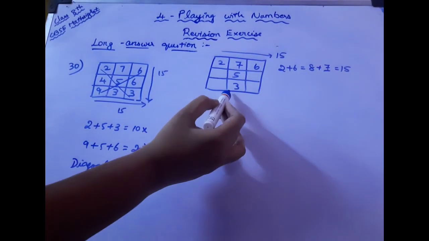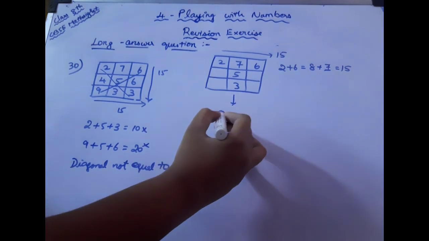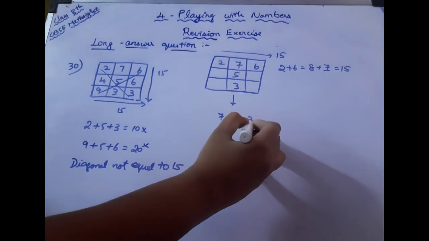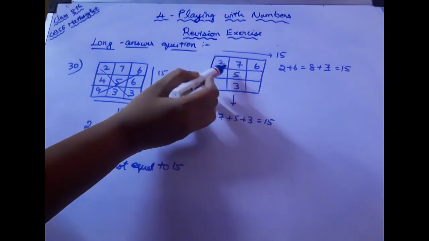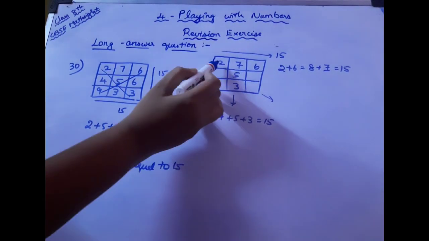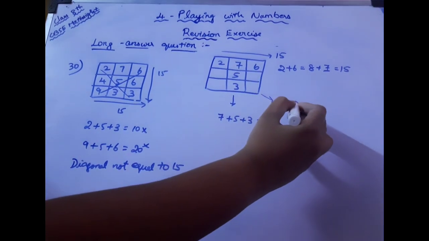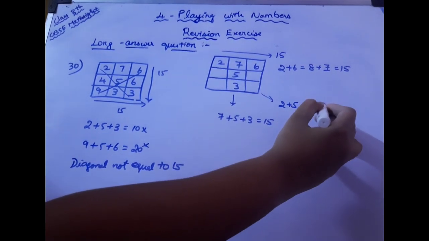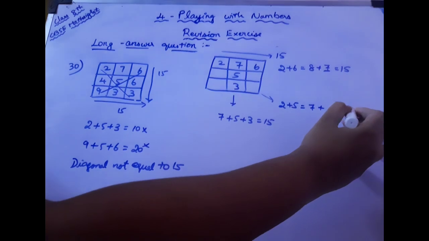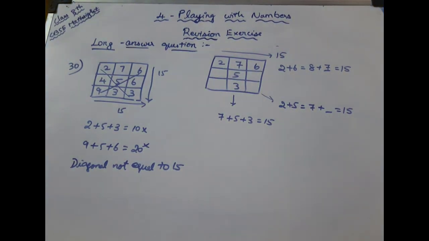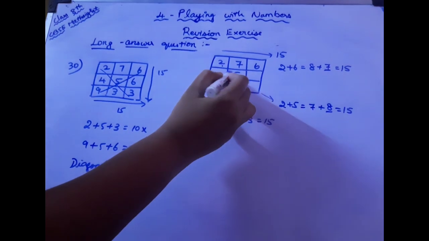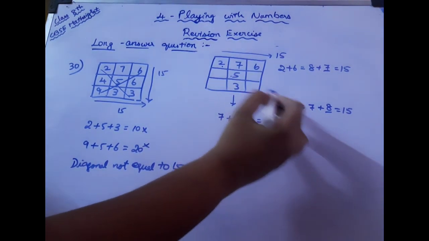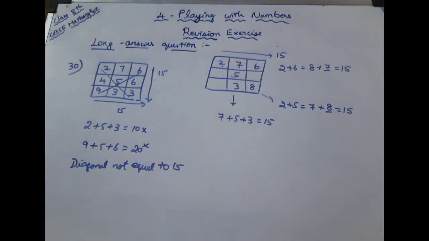So when we check by this way, we will be getting the value 7 plus 5 plus 3, which is also equal to 15. And next we are going to set the diagonal. So when we check this diagonal, 2 plus 5 is equal to 7. So we need to add one more value to get the value of 15. So 7 plus 8. So we can take the value as 8.